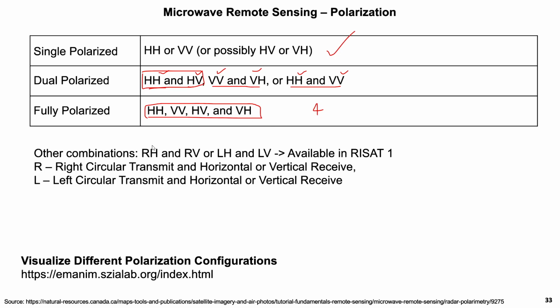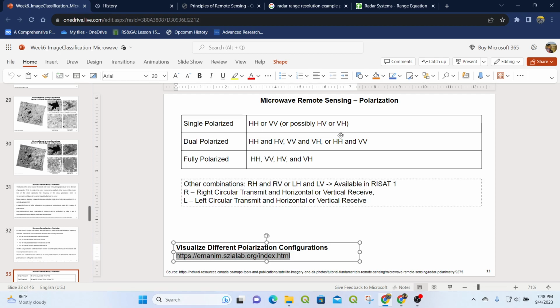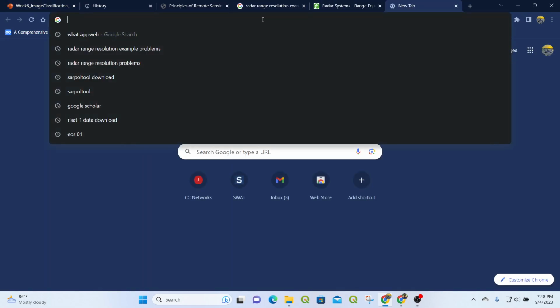Another combination that is available, in RISAT-1, is that it is fully polarized, and it is also able to send right circular polarization and left circular polarization. I will show what right circular and left circular are. So you will get RH, RV, LH, LV. So this is another set of data that you can expect. You can visit this particular link where the animation is described very well.